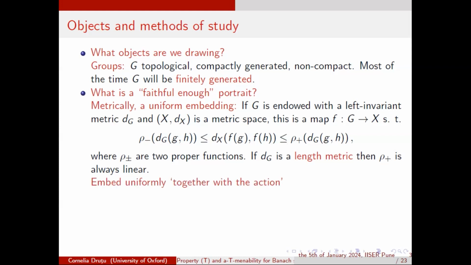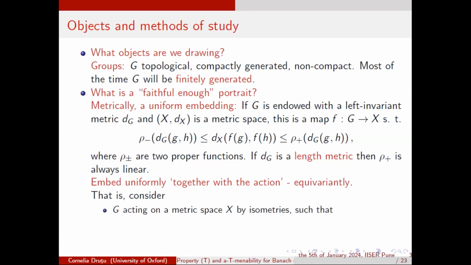But if we want more, so if we want not to lose the group structure, we would like to have this map to be equivariant. So that means, equivalently, in fact, we want the group to act on the metric space as well, and we want that every orbit map is a uniform embedding. I mean, of course, the lower bound will differ a little bit. It will depend a little bit on the group, but we want it to be uniform.